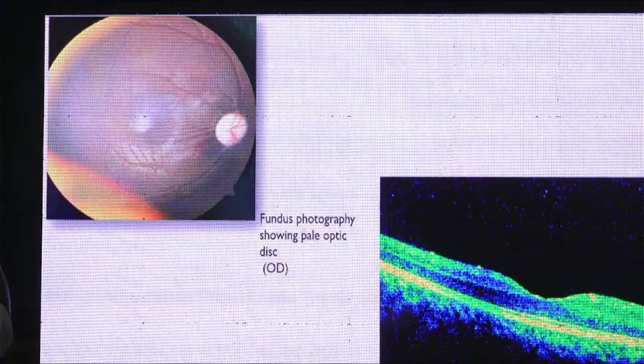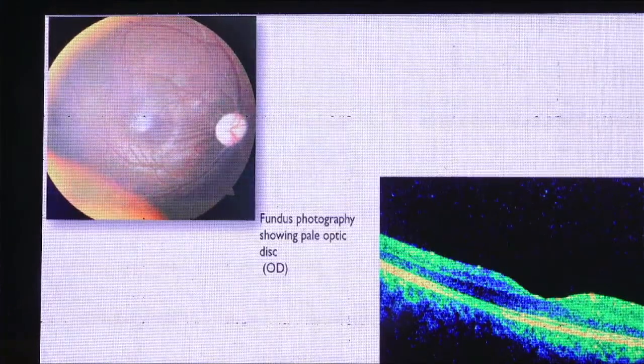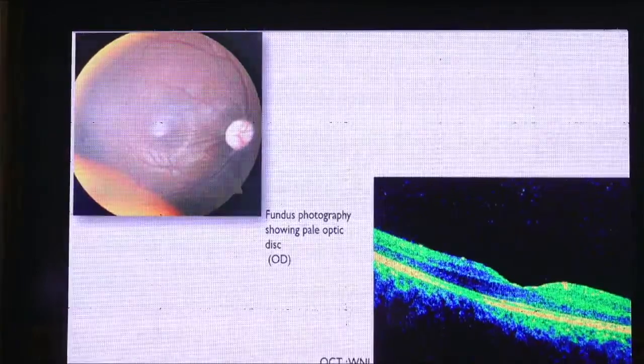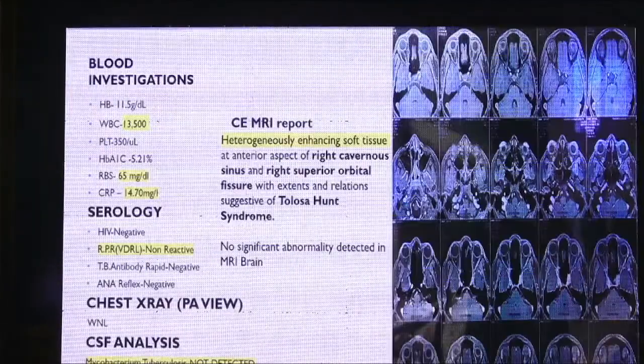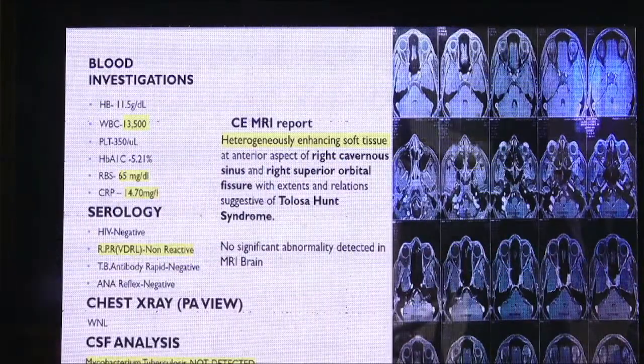This is the picture showing the fundus photograph, showing pale optic disc, and the OCT was also done in the right eye, and it was found to be normal. Since Tolosa-Hunt syndrome is a diagnosis of exclusion, we did all the blood investigations.